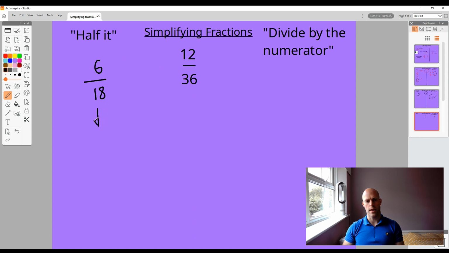Can get a bit tricky if we're not too slick on our arithmetic. Can we halve it again? We'll have a go. Half of 6 is 3. Half of 18 is 9. And this is where we can get into a bit of trouble because this is simplified but not fully simplified. So I'll pause there.